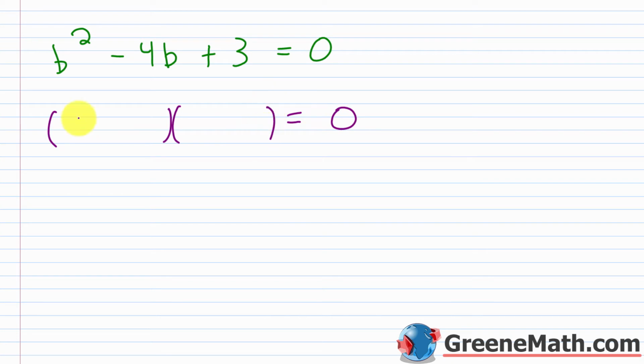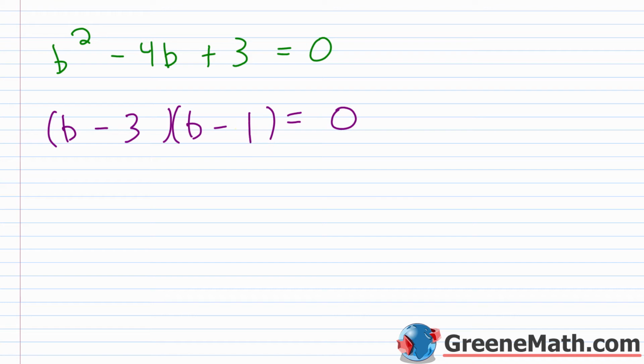And I know the first terms would be b and b. So now I need to find two integers whose sum is -4 and whose product is 3. So I know this has to be a negative and a negative, right? Because negative times negative is positive. Negative plus negative is negative. It's easy because 3 is a prime number, right? It's only 1 times 3, so it has to be 3 and 1, right? So b minus 3, that quantity, times b minus 1, that quantity.